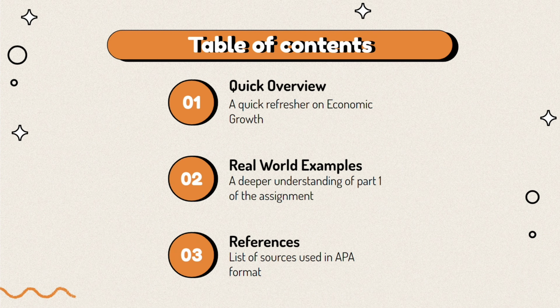Here is our table of contents. First of all, we will have a quick overview where we will quickly skim through the topic of economic growth. Once that is done, our group members will take turns providing different real-world examples of economic growth. During this section, we'll be further discussing the images we used in the first part of the assignment, which was the photo essay. Once we go through the examples, we will reach the end of our presentation where we will provide you, the viewer or viewers, the sources we use to support our claims in APA format.